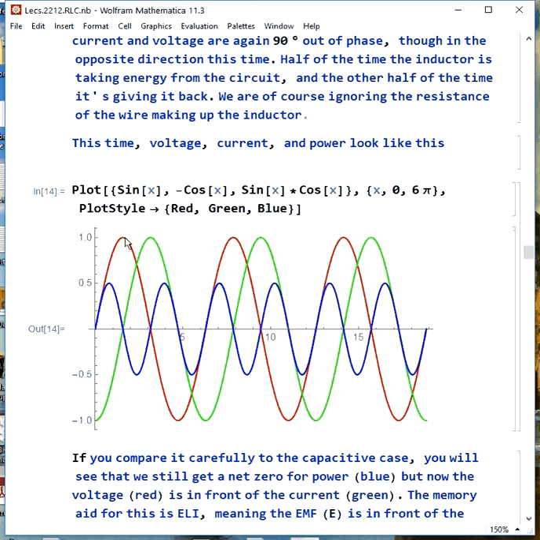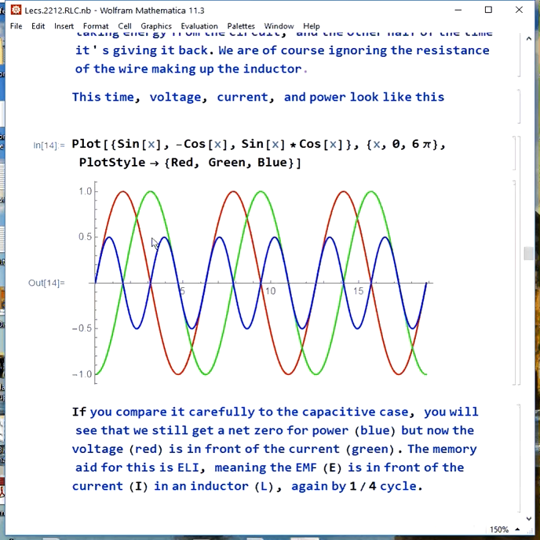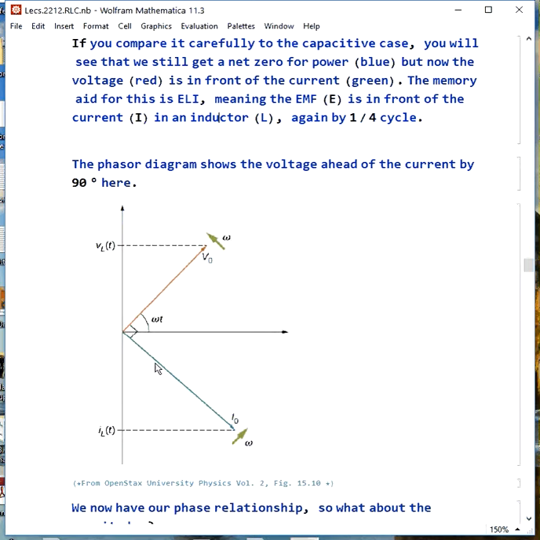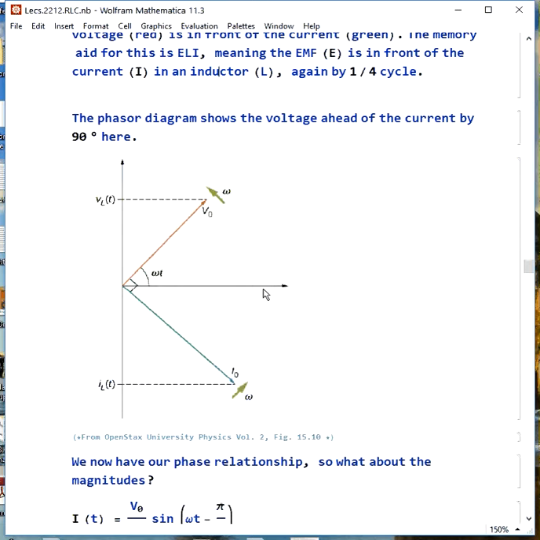First, you'll uncover a peak in the voltage, the red line, and then a quarter cycle later, you'll uncover the peak in the green. The way you remember this, you can use ELI, where that means the EMF, E, is in front of the current, I, for an inductor. And again, this is by a quarter cycle. If we look at the phasor diagram, we see this same 90-degree angle, now with the current phasor following the voltage phasor. So we know our phase relationship.